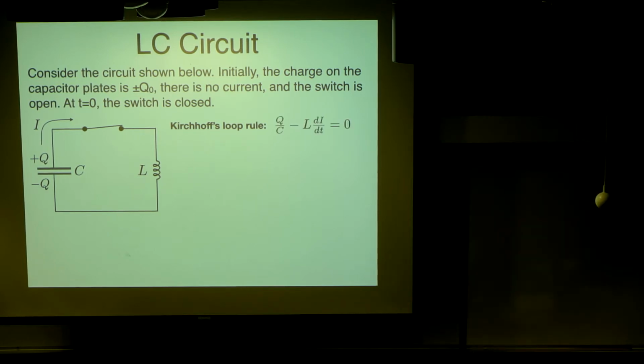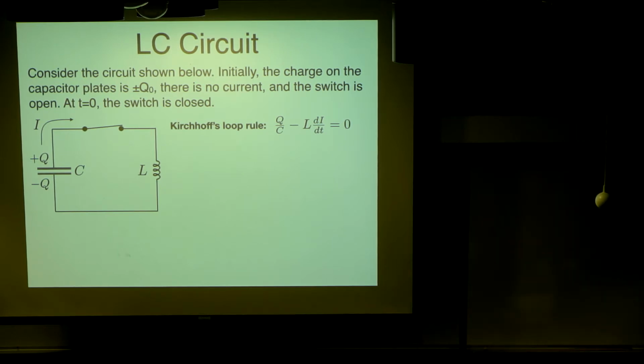Okay? So here's the loop rule. Q over C when we go across the capacitor from the negative to the positive plate. And then L times the derivative of I with respect to time going across the inductor. And there's also a negative sign here because the voltage across an inductor, if you remember, opposes changes in current. So that's what this negative sign kind of does for us. All right? So what we're going to do is try to solve that equation right there. Because if we can solve it, we can understand how current and charge change as time goes on.